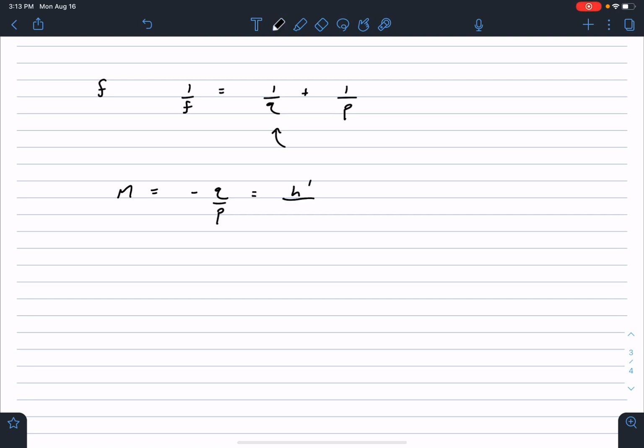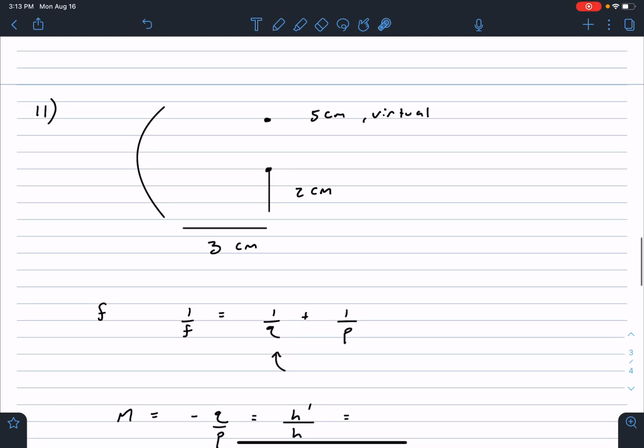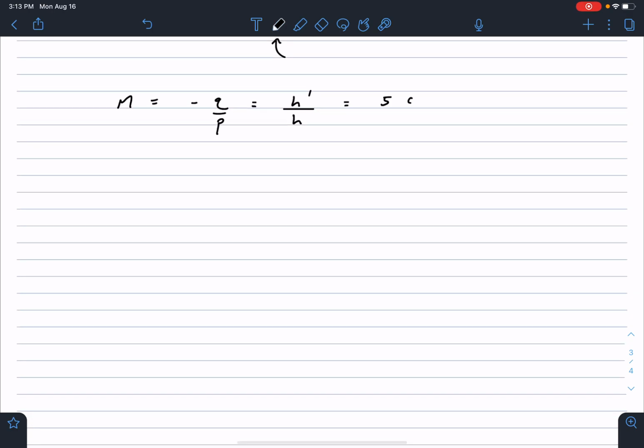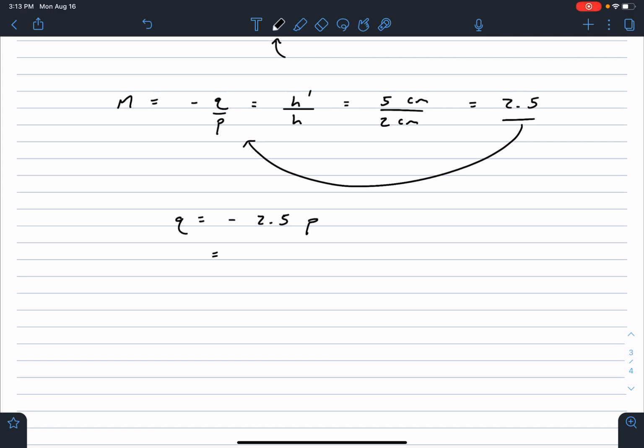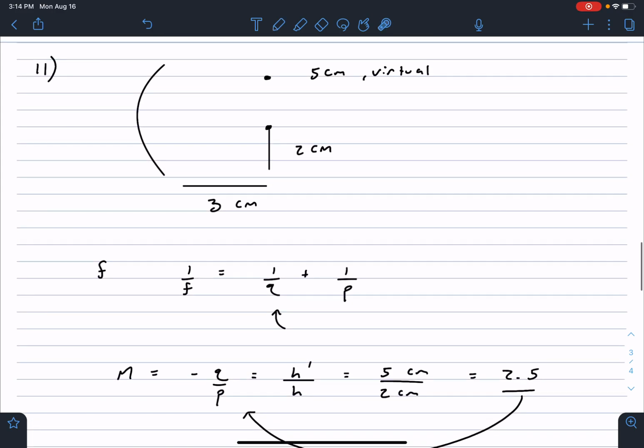Now recall that magnification is the virtual image height over the height of the object, and we are given values for these. We're told that the virtual image height is 5 centimeters and the actual object height is 2 centimeters. So that gives us 5 centimeters over 2 centimeters, which gives us a magnification of 2.5. Using this relation with Q and P, we can solve. Now Q is going to be equal to negative 2.5 times P, which was 3 centimeters away.